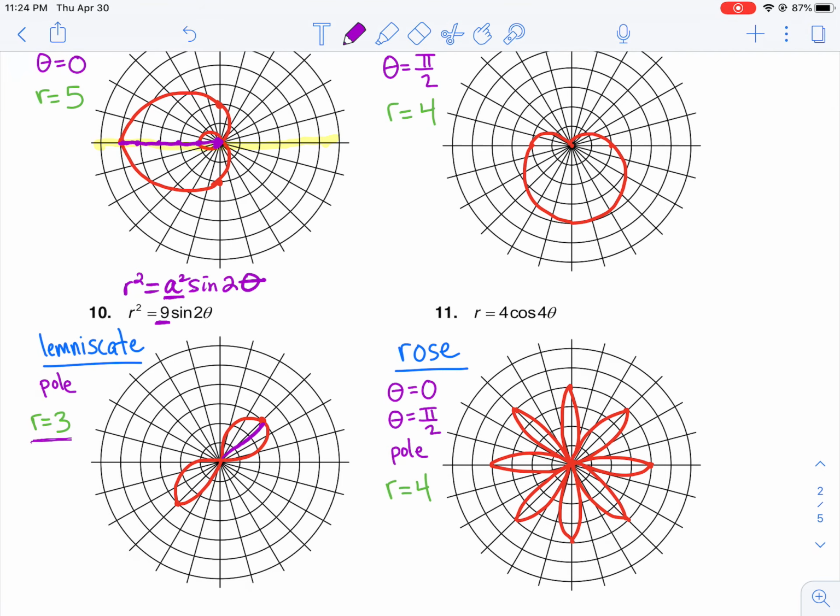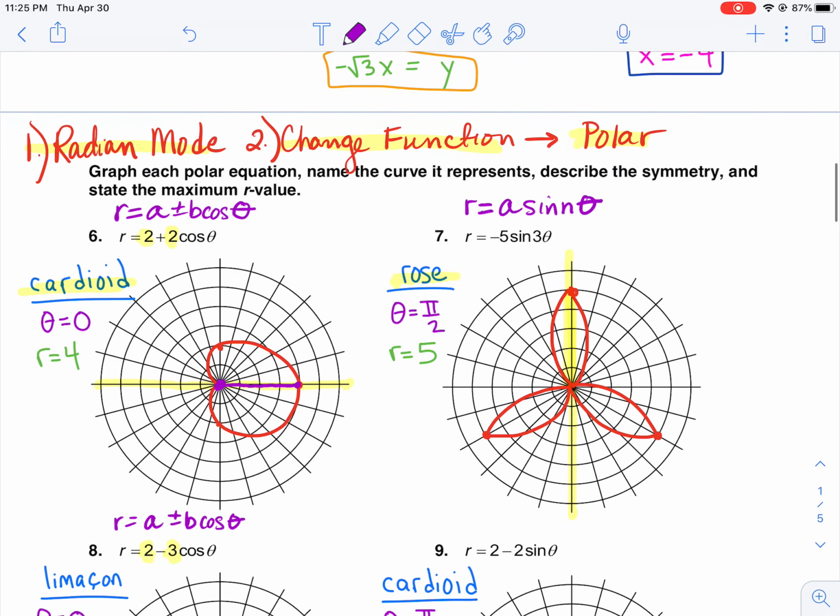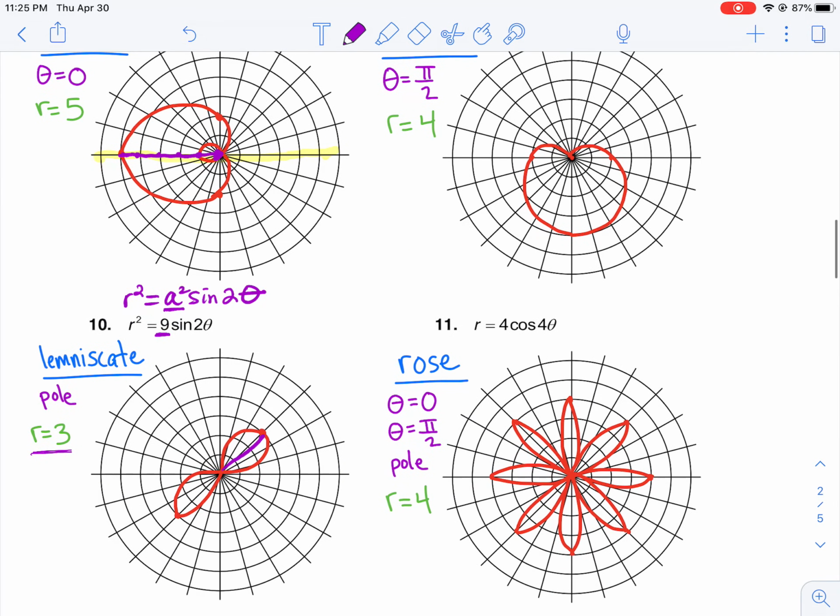The pole is your line of symmetry, or its symmetry, because if I rotated this 180 degrees, it would look exactly like what it looks like right here. And in number 11, we have a rose value.